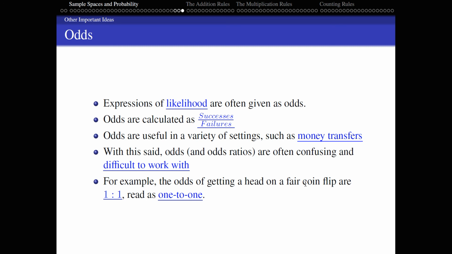We finished up our conversation on sample spaces and probability, talking about empirical probability, the probability rules, subjective probability, and odds, with the law of large numbers we talked about just a bit ago. In the next video, we'll move on to talking about the addition rules involved with probabilistic calculation.